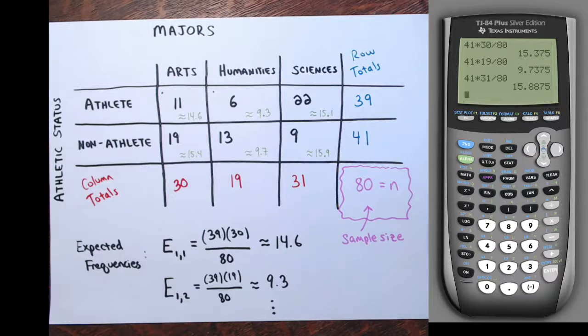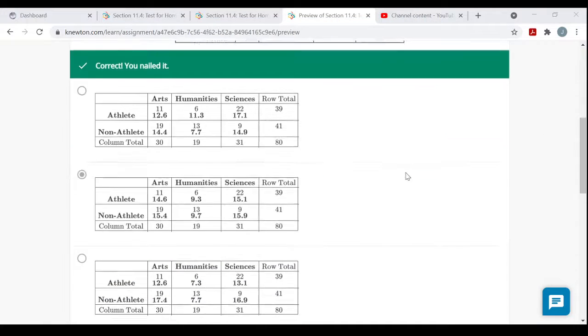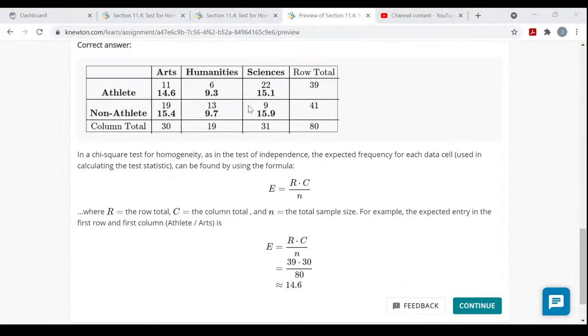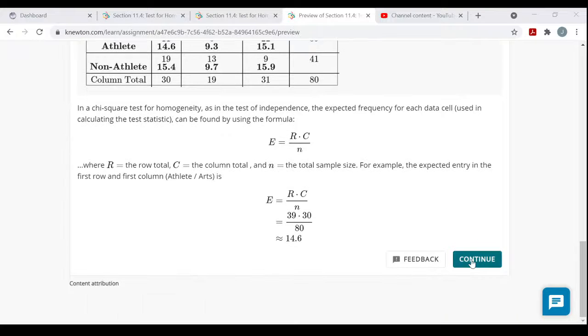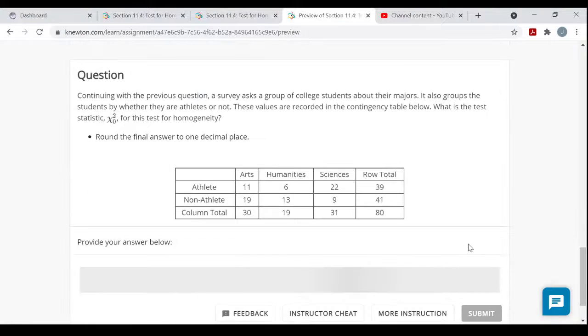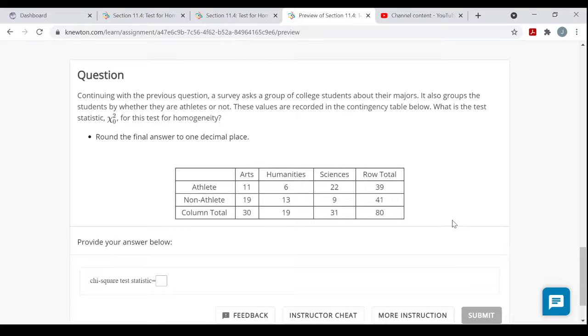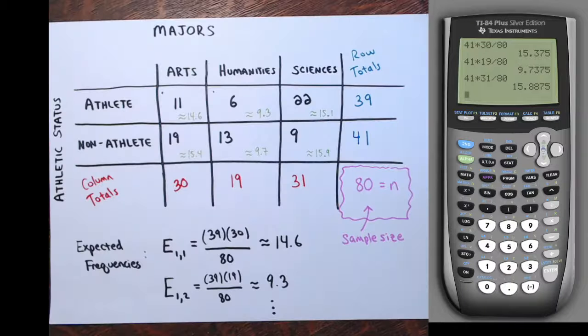Okay, so now that I've entered all that and gotten that matrix with the expected values as well, the second part of this question is, what is the test statistic? And they say round the final answer to one decimal place. Now, when I looked at the calculator earlier and had that chi-squared test up, it was like 10.12, right? So 10.1. So you could try entering that. Now it might be a little more accurate than what they want.